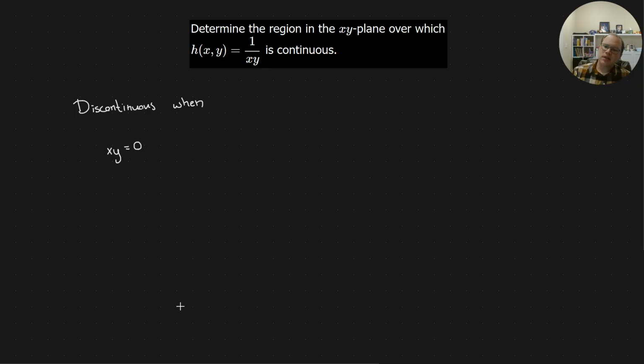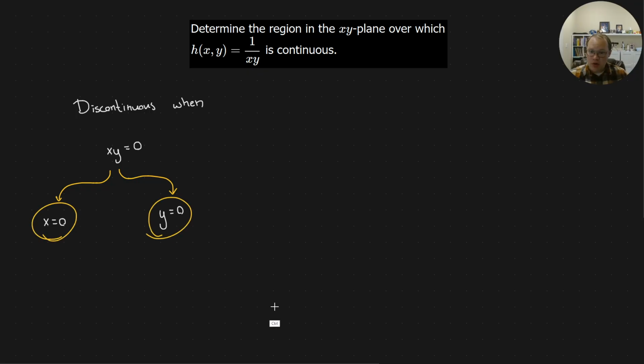Well, when is x times y equal to 0? We can use the zero product property, which says that if we multiply two things and we get 0, one of those two things has to be 0. So either x has to be 0 or y has to be 0. If either of these things happens, then my denominator is going to be 0 and the function will be discontinuous. So x equals 0 and y equals 0 are two places that I want to rule out.